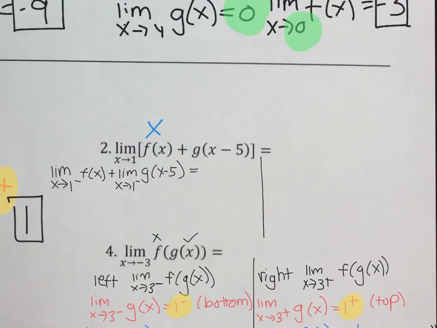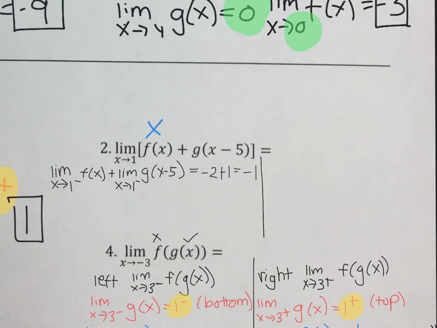So I am starting with the left side. And again, just like with the composite function, we still have to use those properties. So yes, I'm still using the property of splitting up my two limits, but because I am checking both the left and the right side, that's the reason why I can do it. So now I'm going to evaluate this. The limit of f of x as x approaches 1 from the left is going to be -2. And the limit of g of x minus 5 as x approaches 1 from the left is going to be 1. So those are my two values. I'm going to add them together and I get -1.